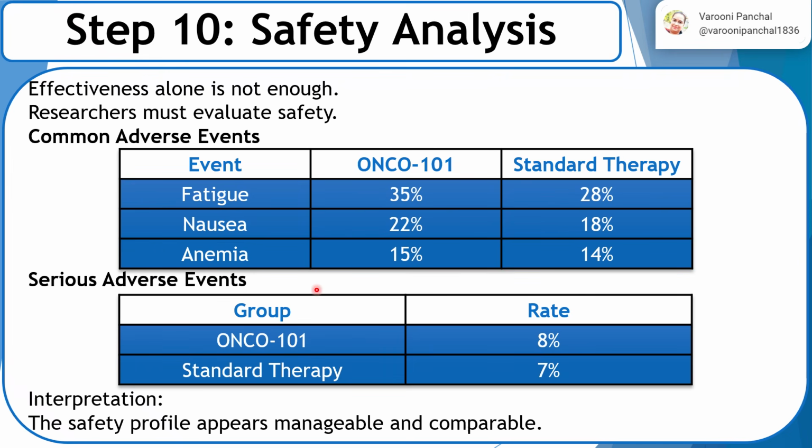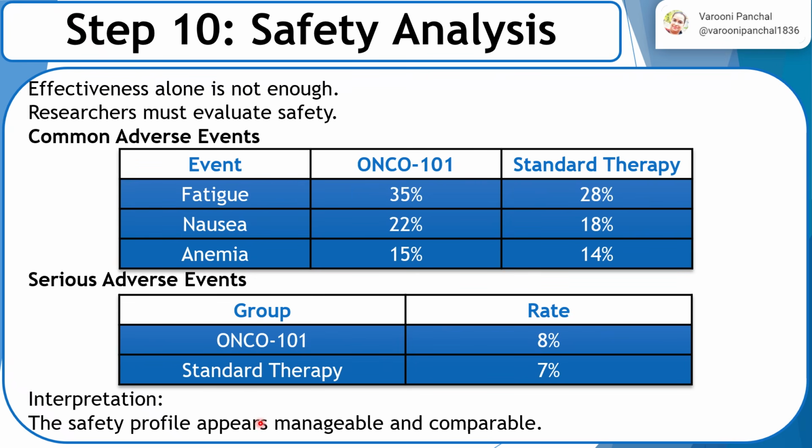So for the serious adverse events also, when you have these two treatment groups, Onco 1001 and standard therapy, 8% are having serious adverse events, whereas in standard therapy 7 percent of patients are having serious adverse events. Which is somewhat similar, not equal but somewhat similar, plus or minus 1 or plus or minus 5. That's not much of a major difference like 35%, or here it is having 100%. That is not the case here, the numbers are somewhat nearer.